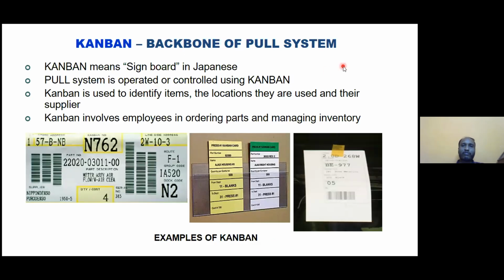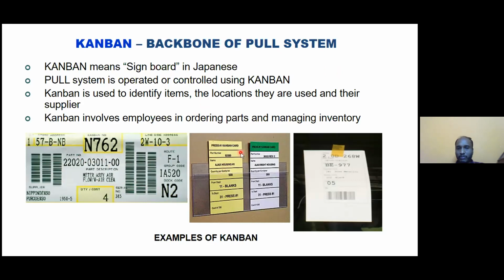So it is the backbone of the pull system, the Kanban. It is operated and controlled using Kanban. You can see the barcoding level, which will give the information: which batch, how much quantity is required, who the supplier is, when it was received, and what the block code number is.